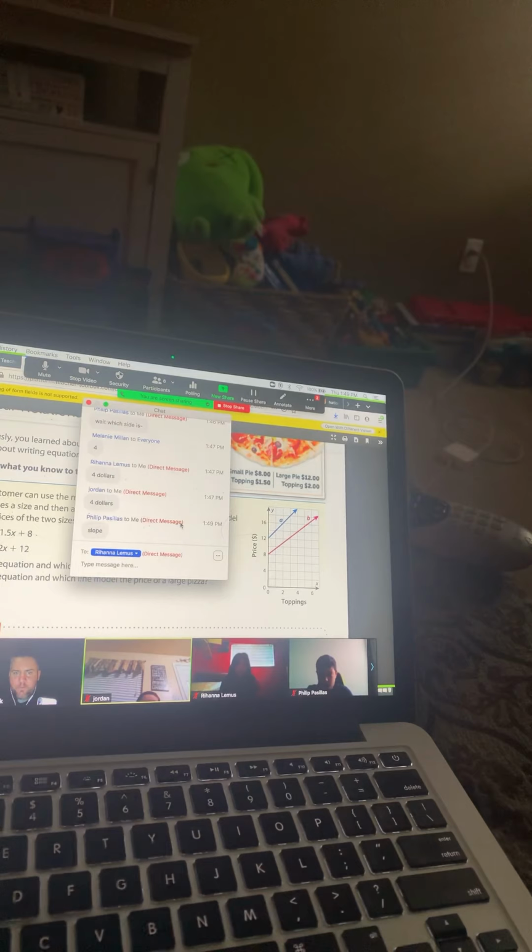Okay, again, Philip, in these equations, what does the 1.5 and the 2 represent? Slope and rate of change. Good. Rihanna, what does the 8 and the 12 represent in this problem?